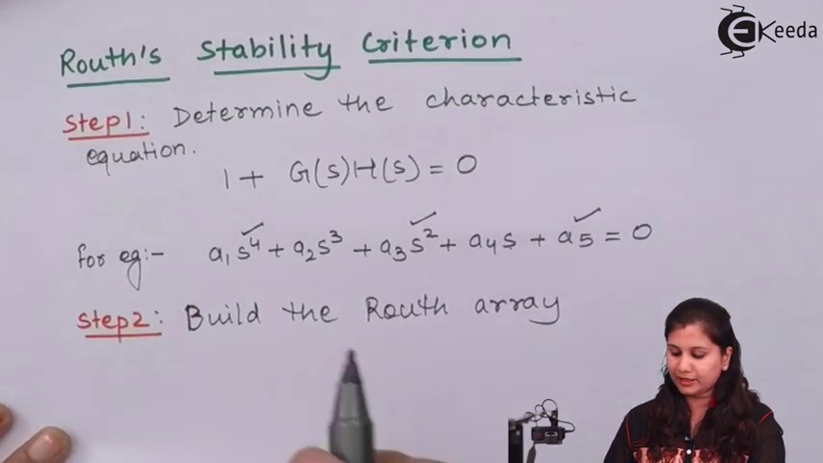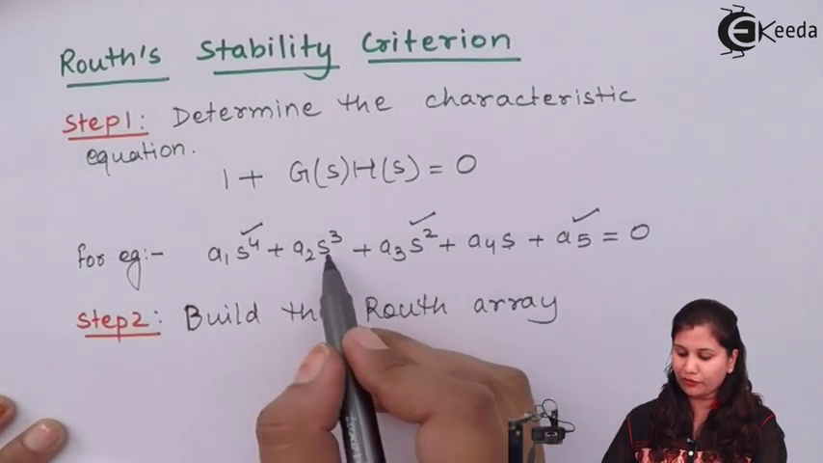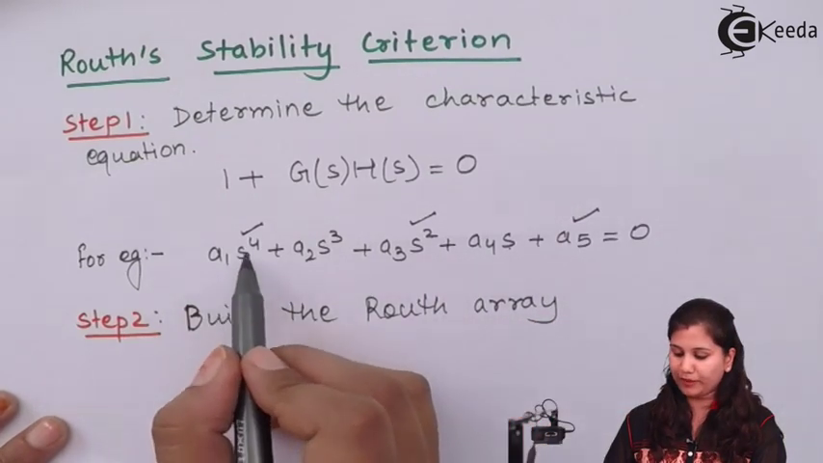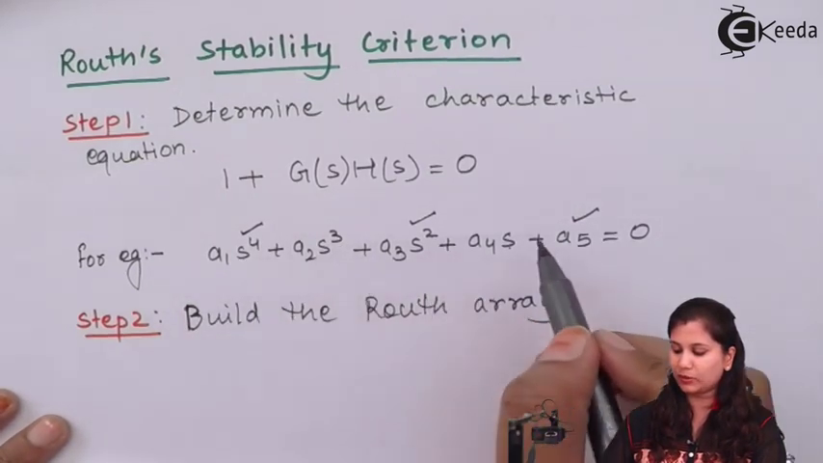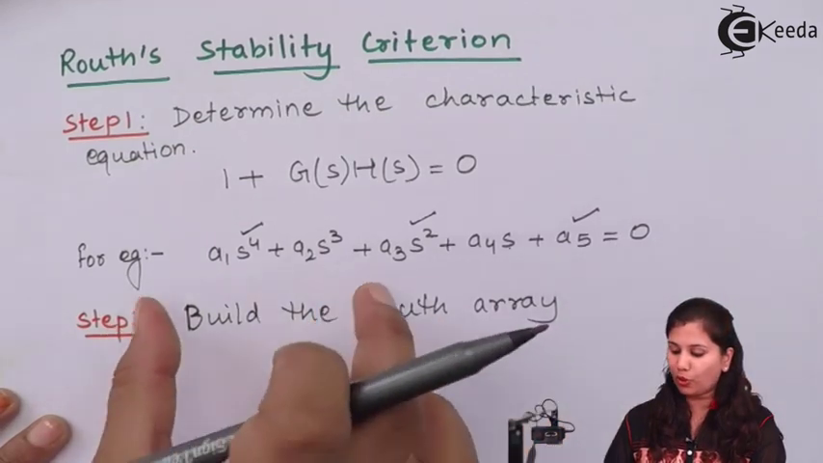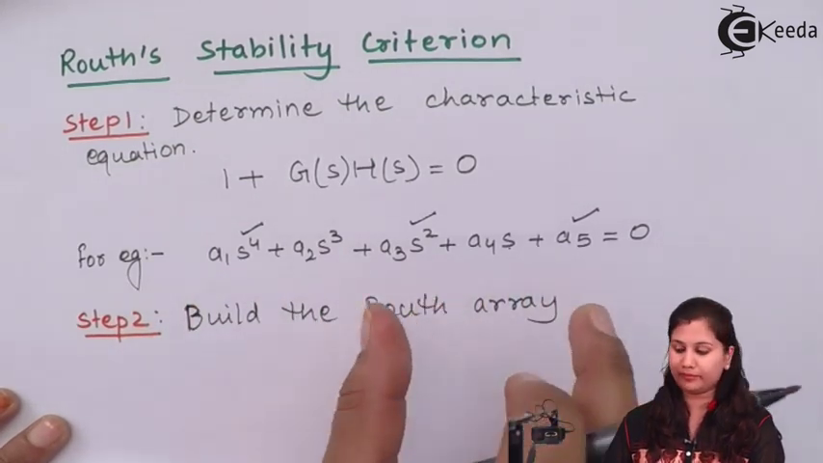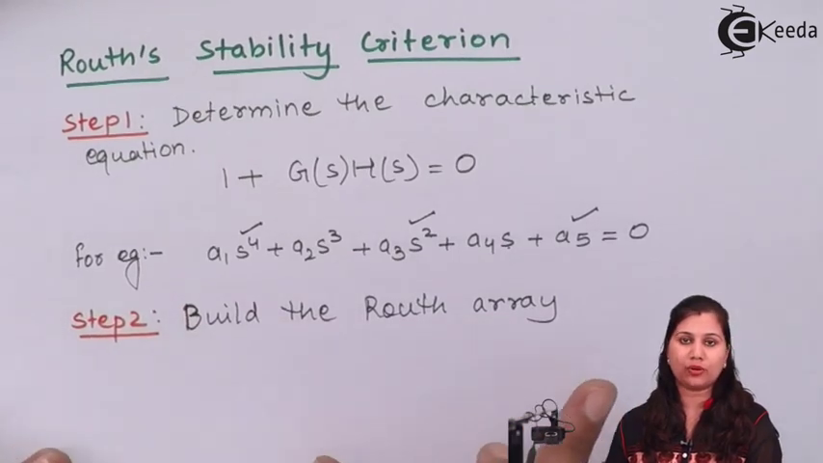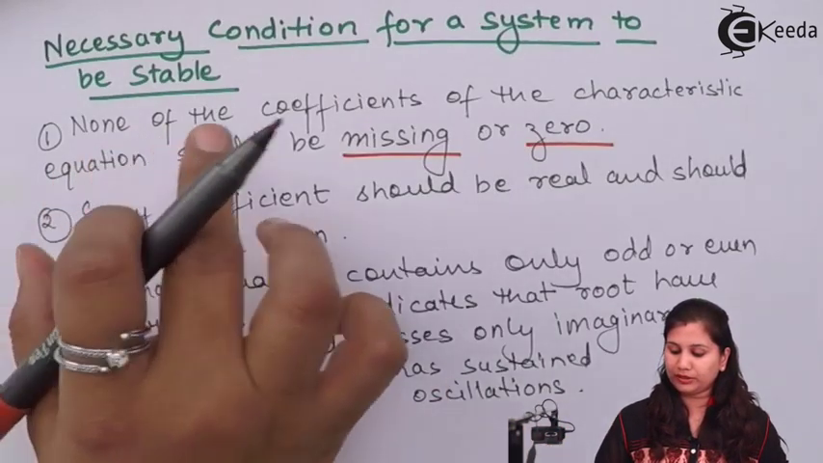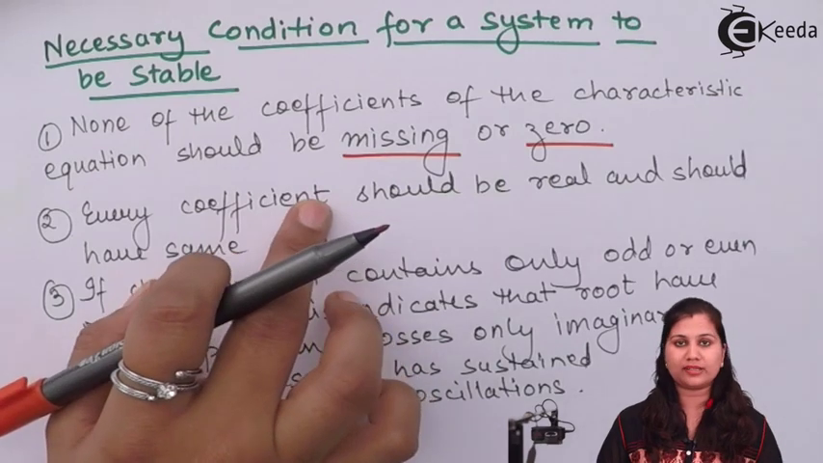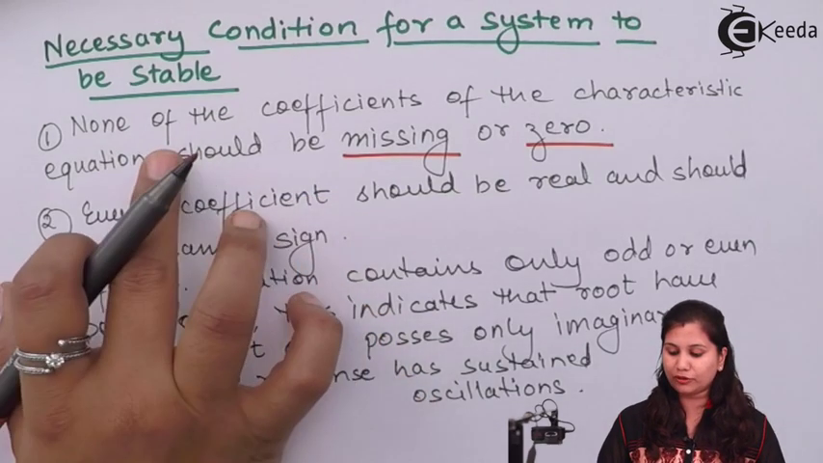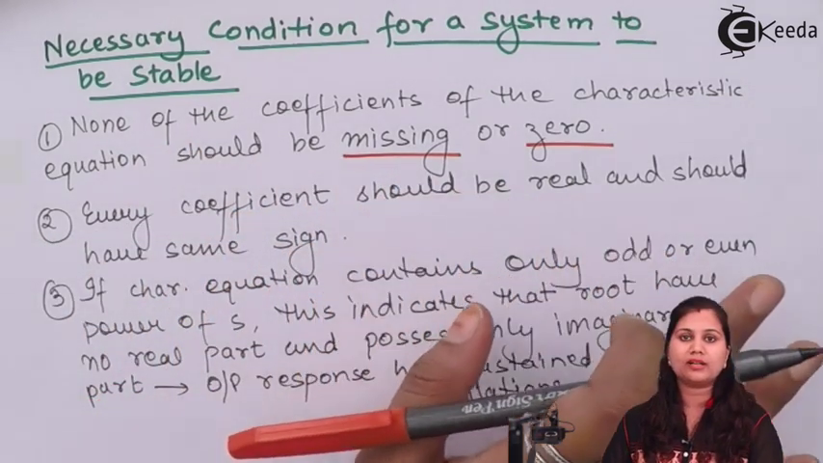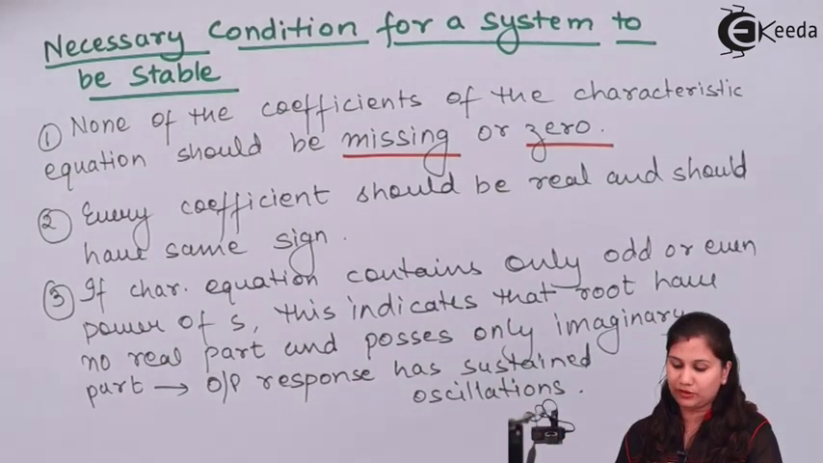In this characteristic equation, all the powers of S are present. Starting from S4, we have S cube, S square, S1 and S0. So all the coefficients are present. No coefficient was missing and none of the coefficients was zero. So this is the necessary condition for a system to be stable, that none of the coefficients should be missing or zero in the characteristic equation.